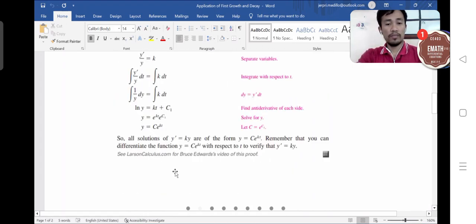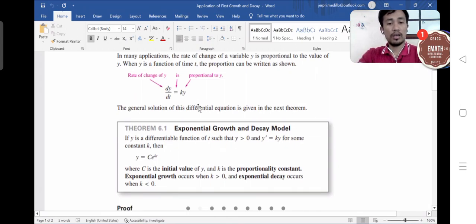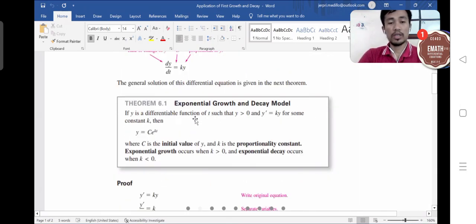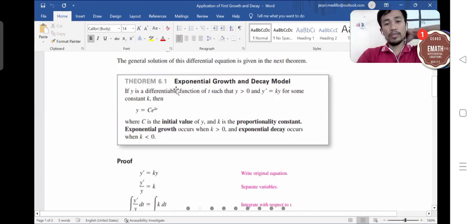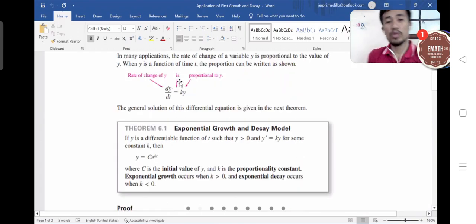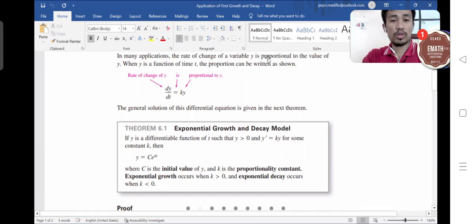So this is the formula for decay: y equals C, which is our constant, e to the power of k times t. So, based on this, the rate of change of y is proportional to y. The change in y is proportional to y.